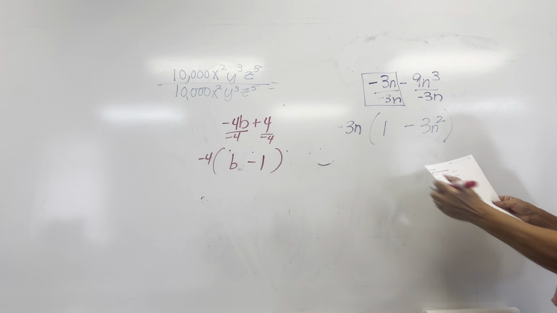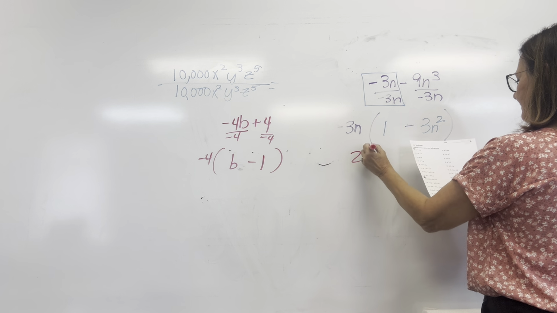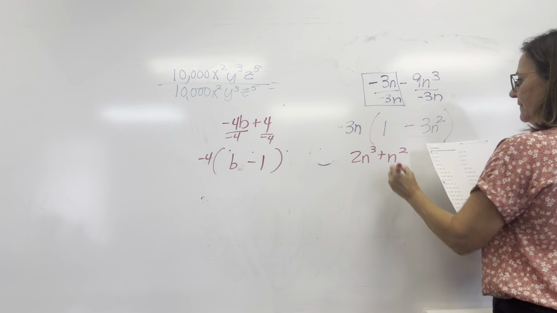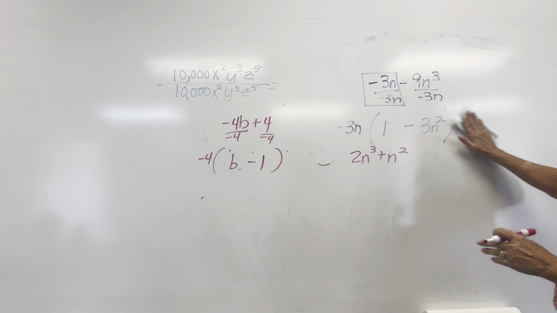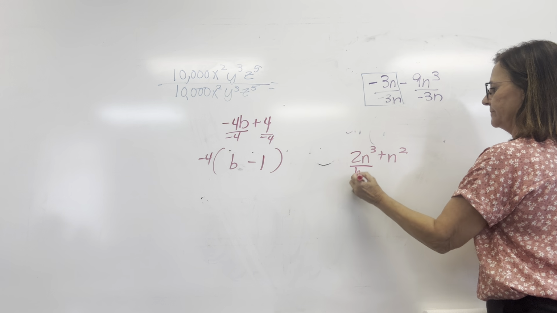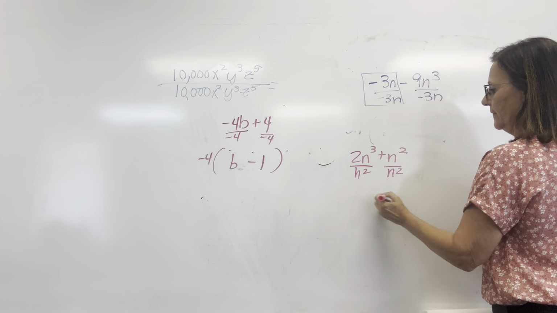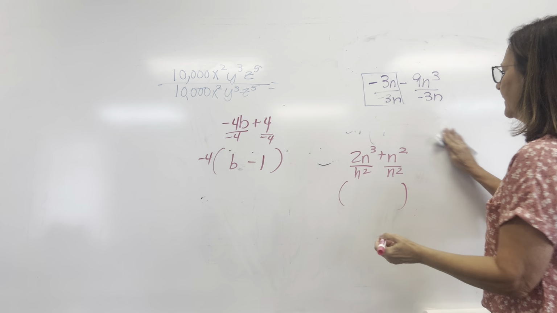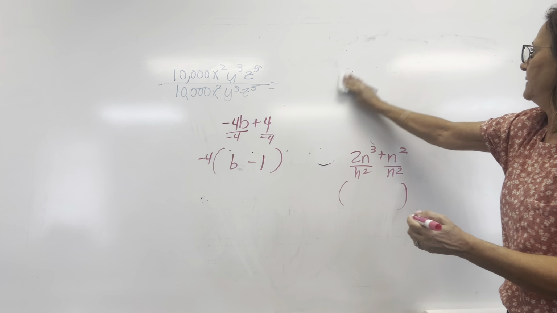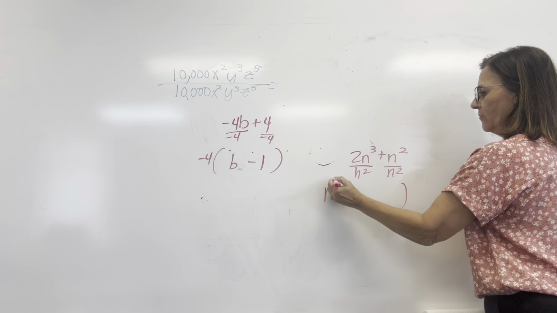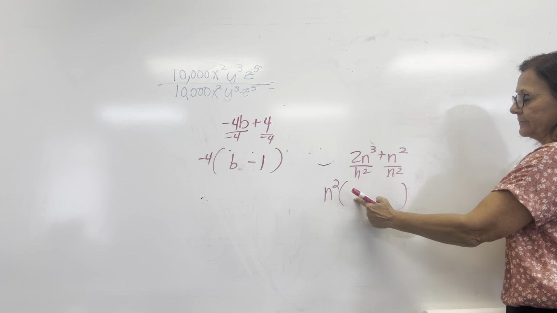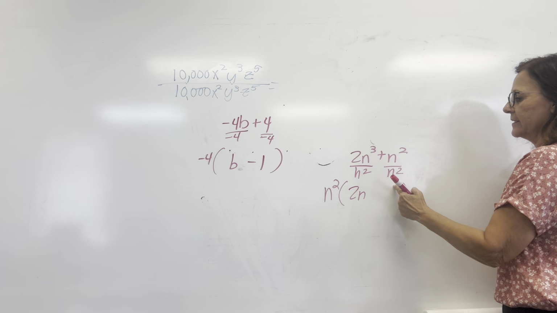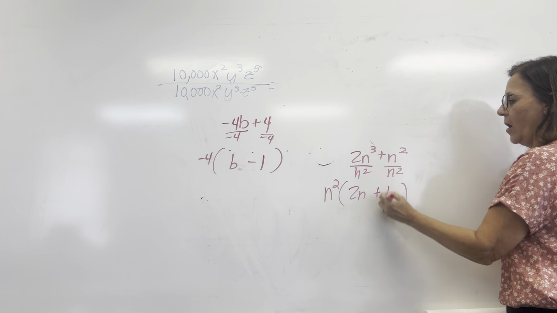All right, let's go to 8. All right, Aaron, what am I factoring out? N squared, yes. All right, what goes on the outside of the parentheses? N squared. What goes on the inside? First term, 2n, second term, 1. Plus 1.